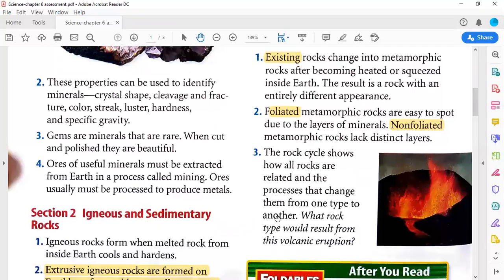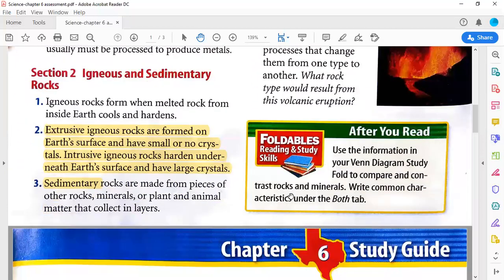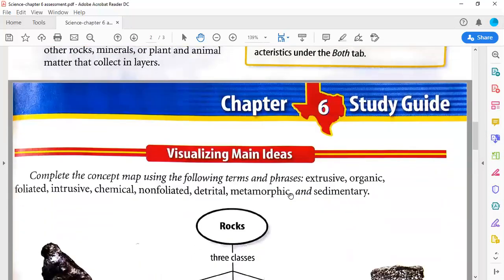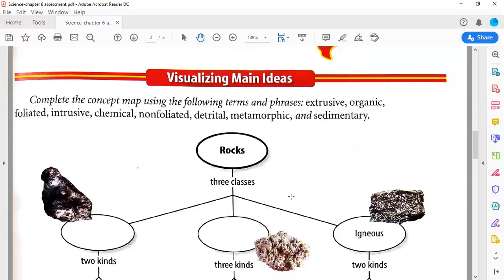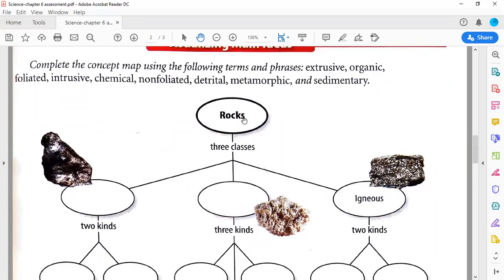All right. Let me see right here. Let's see the next section on page 193, I believe. Let's complete the concept map using the following terms and phrases: extrusive, organic, foliated, intrusive, chemical, non-foliated, detrital, metamorphic, and sedimentary. So we have rocks on the very top, right?